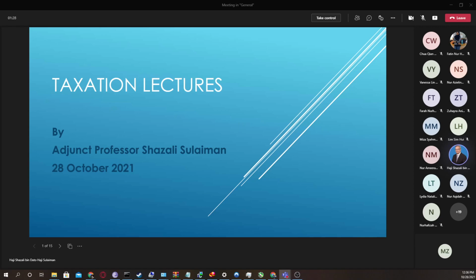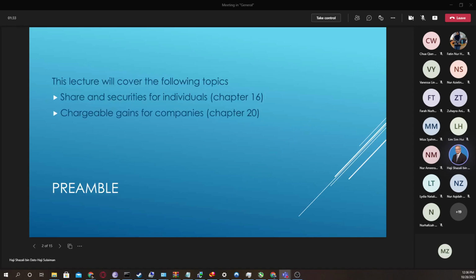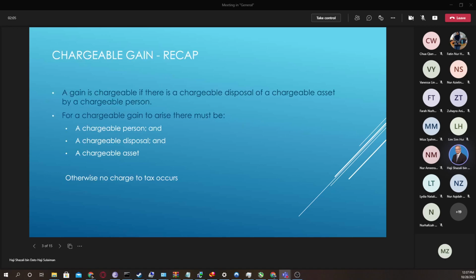So today I'm going to cover 2 chapters, which is a continuation of chargeable gains, but concentrated on shares and securities for individuals. Yeah, chapter 16, and chargeable gains for companies. In terms of the concept and the approach, it is pretty similar to both, but there are only some slight differences, which for exam purposes, you would have to memorize some of the rules, which you don't have to now.